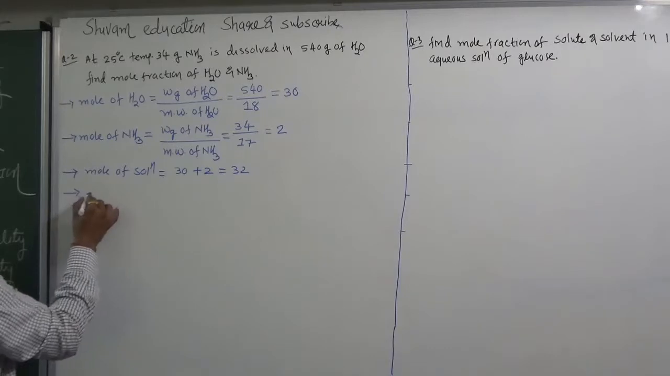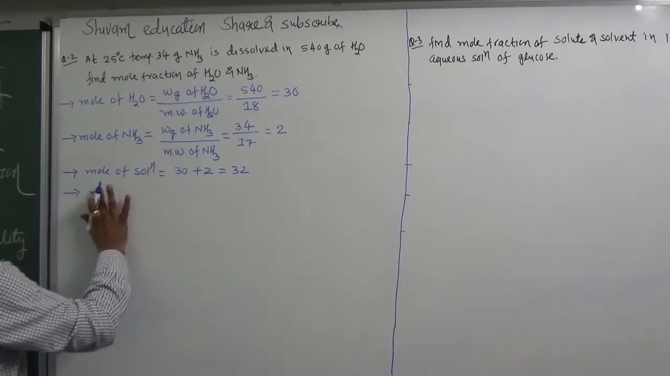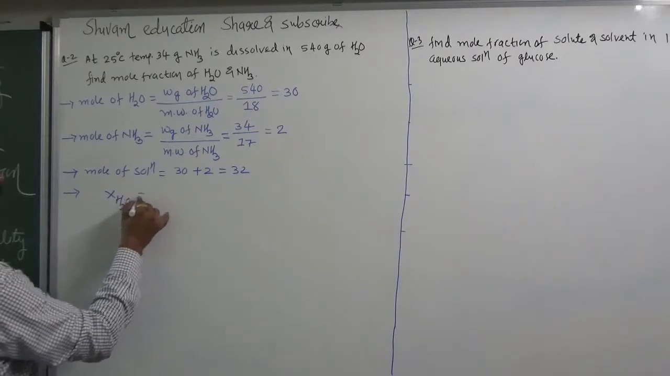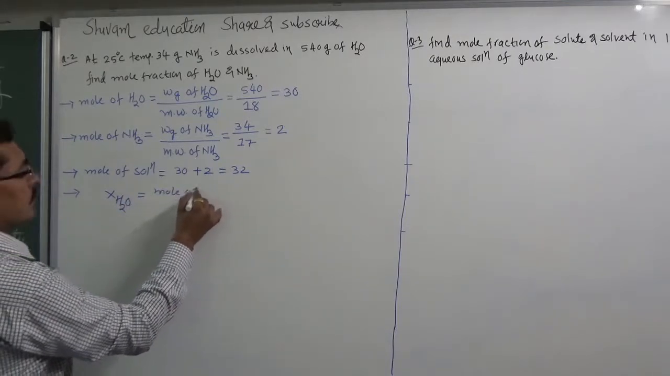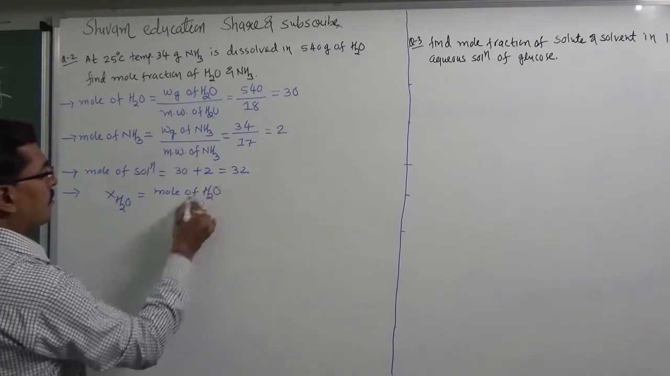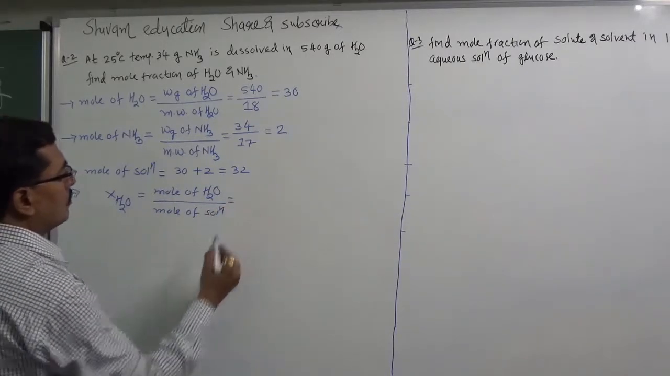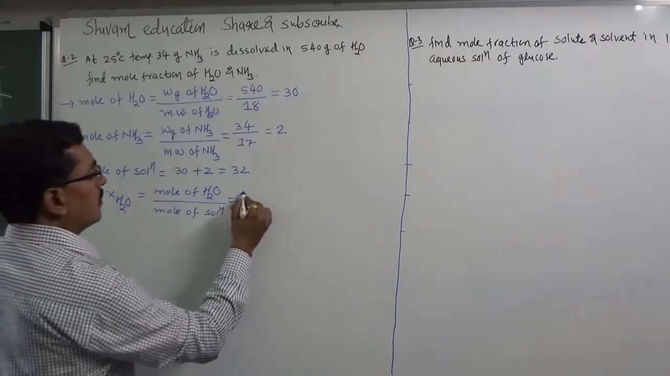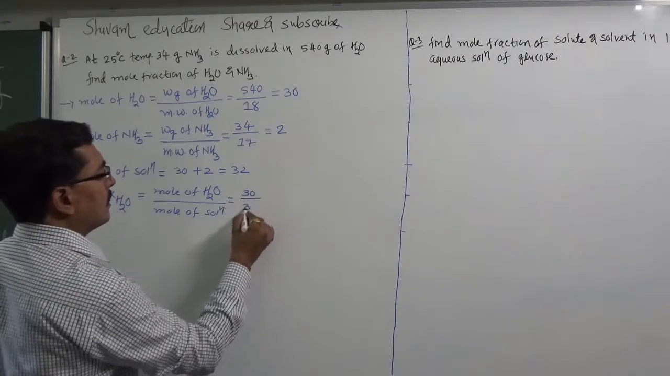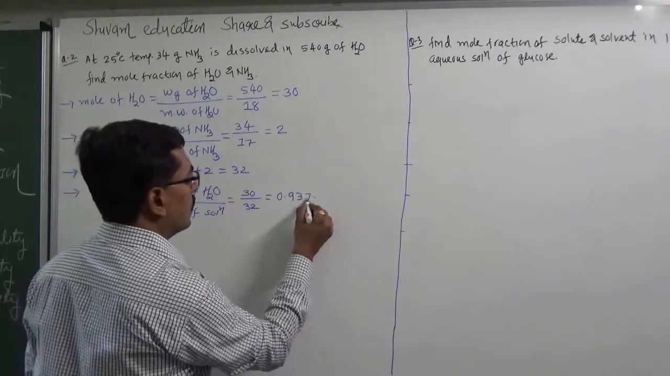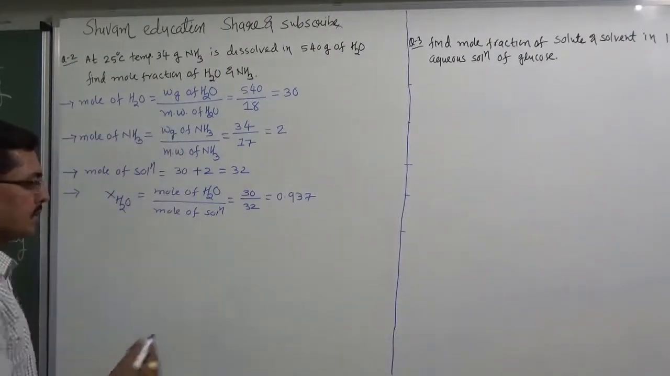Now we want to find the mole fraction. So we can say mole fraction of water equals mole of water divided by mole of solution. Now mole of water is given as 30 and mole of solution is 32. So 30 divided by 32. Your answer, just you have to match with me, is 0.937.